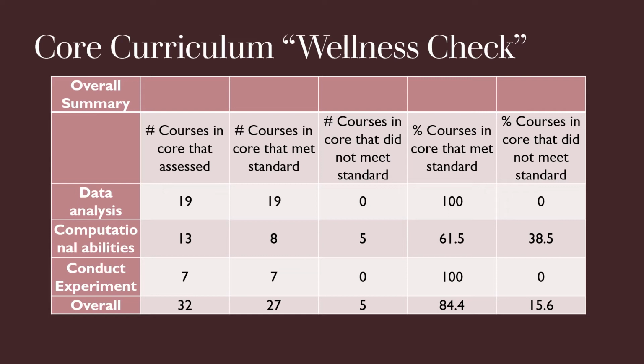But the interesting one comes in the computational abilities area. If you look, we have 13 courses that are assessing computational abilities, but only 8 of them were able to meet that standard. And spoiler alert, the ones that were able to meet the standard come much later in the student's experience. These are mostly physics courses that require students to have higher order math before they can even get into the course.